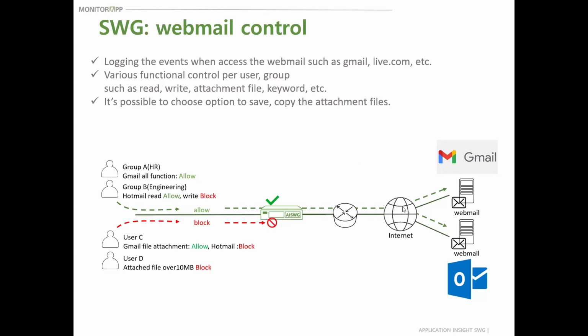With the AI SWG, it's possible to control in great detail. For example, allow group A users to send email with attachments, but group B users can only read emails and are blocked from sending email. Also, do not allow any users to send email with attached files over 10 megabytes. If we need to monitor all attached files, it's also possible to copy and keep the attachment files as well.